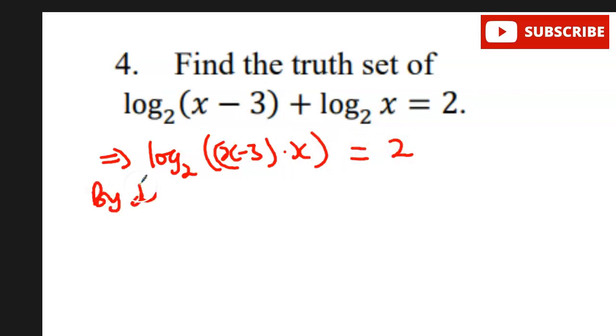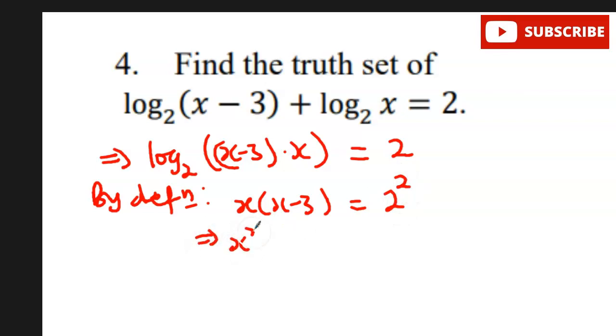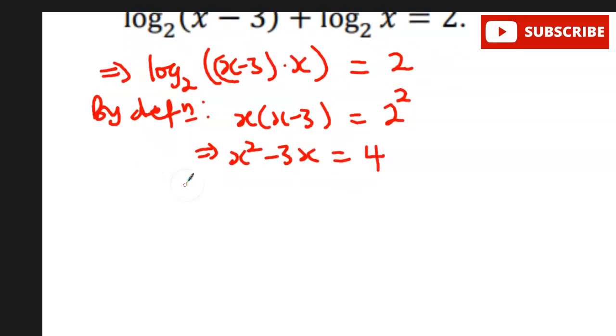So by definition of log, x into bracket x minus 3 will be equal to 2 raised to the power 2. So x squared minus 3x will be equal to 4. Now this is quadratic, so x squared minus 3x, let's bring the 4 to the left hand side, minus 4 is equal to 0. Now how do we solve this?